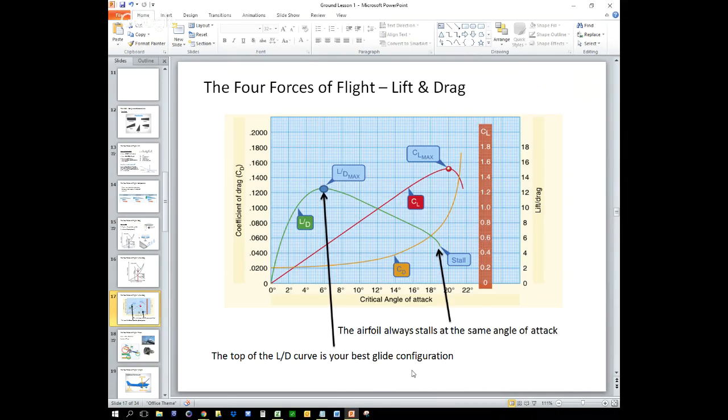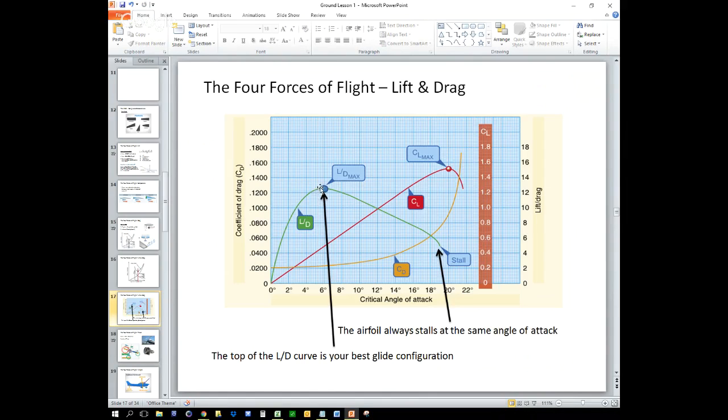The one that you're going to want to get to know pretty well on this chart is the lift versus drag, the green line. So the higher your lift in the numerator, if you can maximize your lift and minimize your drag, you're going to end up at this very top point. That's the point at which your lift is maximum and your drag is minimum.